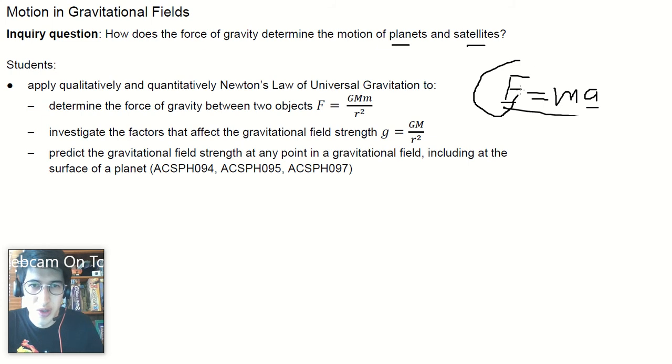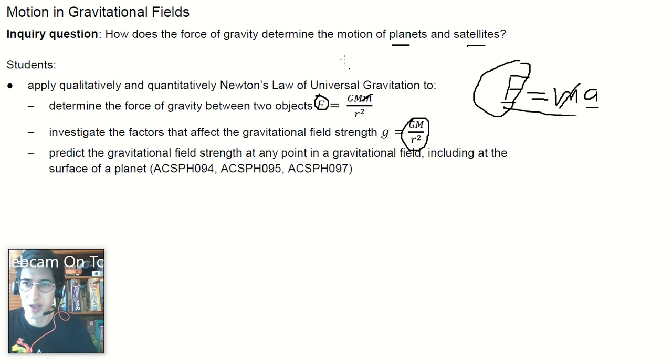You substitute this force in here for this force in here. You get GMm over r squared is equal to ma. In that case, little m will cancel with little m, and you end up with acceleration is equal to GM over r squared, which is exactly what you get here.